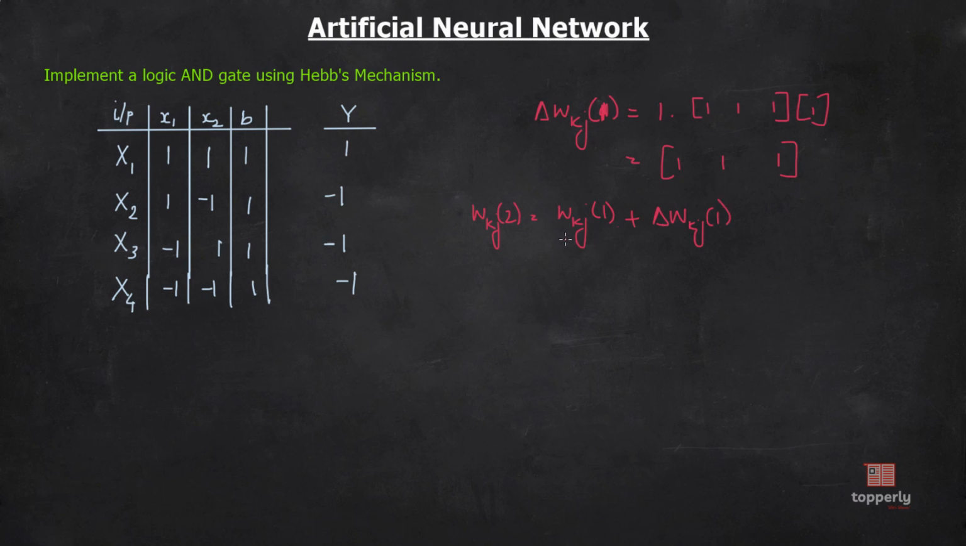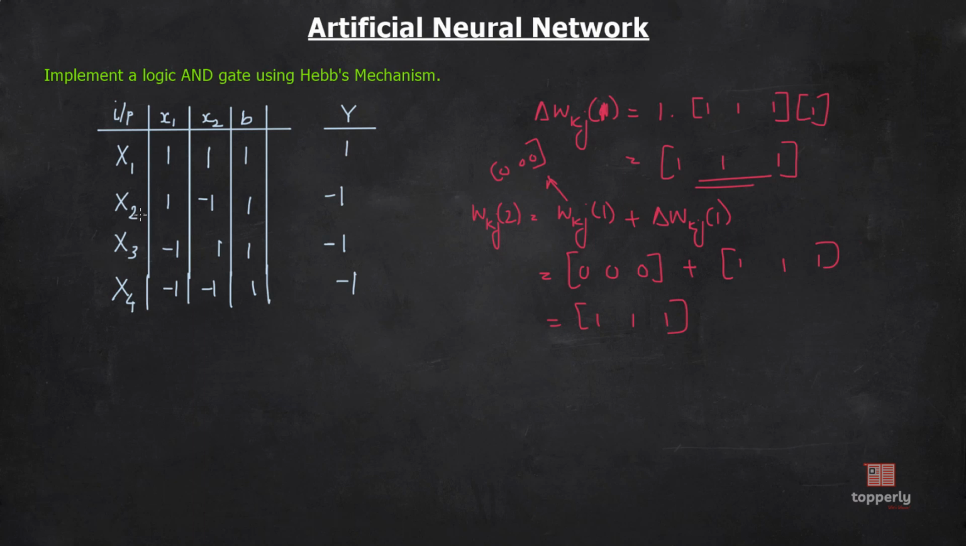See, I have already told you that the initial weights are always taken as 0. Therefore, this is a 0 vector: 0, 0, 0. Therefore, this is 0, 0, 0 plus 1, 1, 1. See, delta wkj is taken as 1, right? Therefore, we get it as 1, 1, 1.